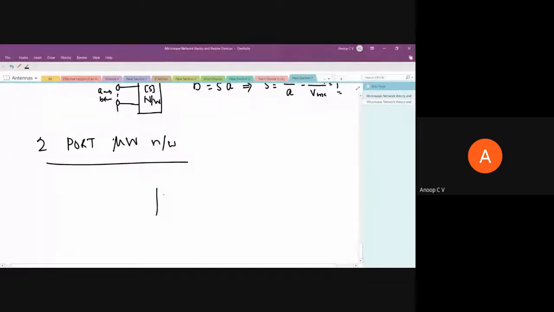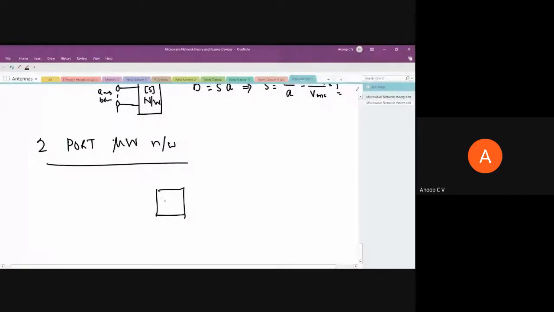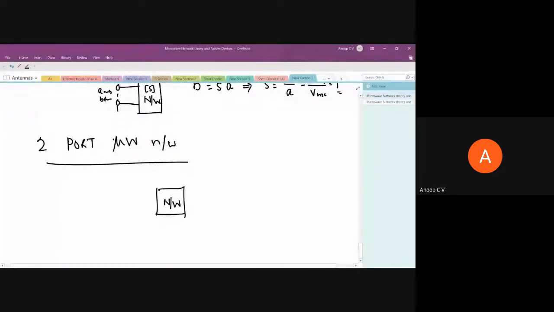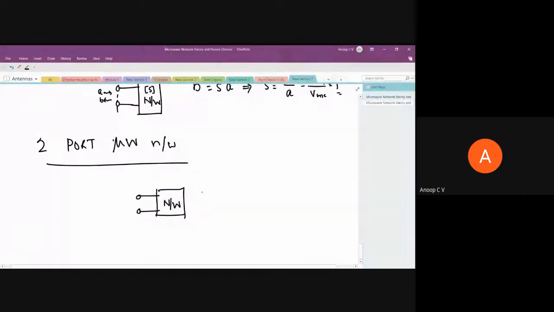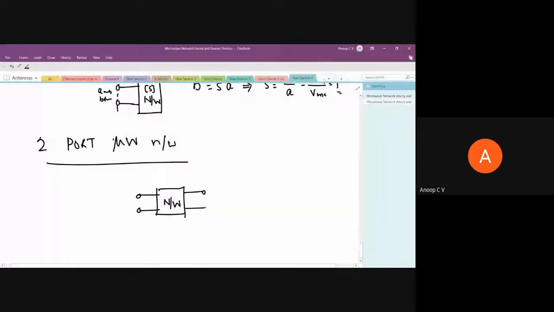So I have a two port network. For the time being, I am assuming it's a passive network. So in this box which I have drawn, you may have different connectors, attenuators, phase shifters, or whatever. It's a passive network, so it has two ports. Port 1, right? Normally, the one towards the left is the input port or port 1, and the one towards the right is the output port.